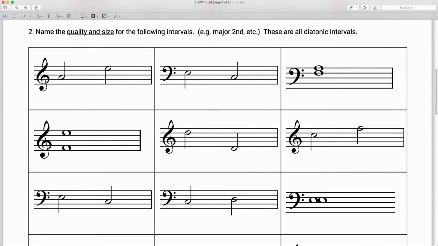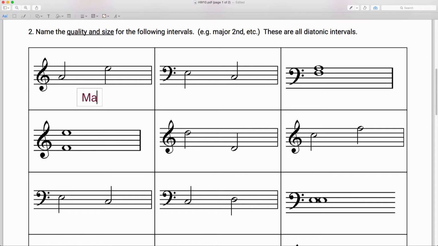Okay. Quality and size. So here's where you have to remember that I'm telling you that these are all diatonic intervals. So these are only going to be either major or perfect. This is where you have to remember that major is the quality we use for 2nd, 3rd, 6th, and 7th, and perfect is what we use for 4th, 5th, and octave, and unison. Right. So let's start with this guy. Daquan, what's the first one?